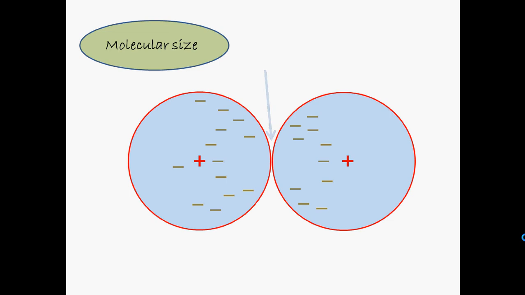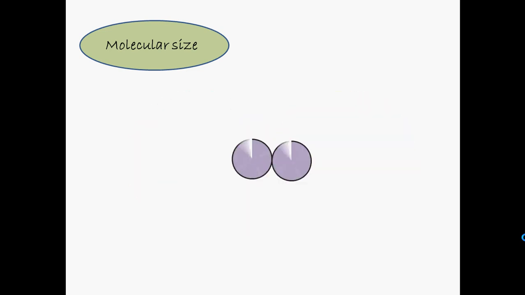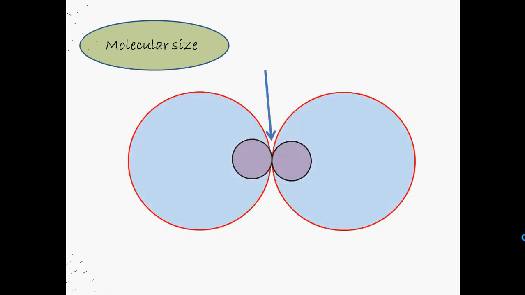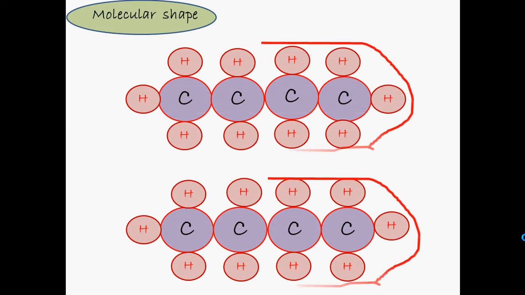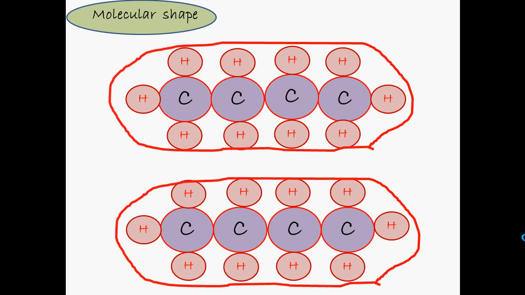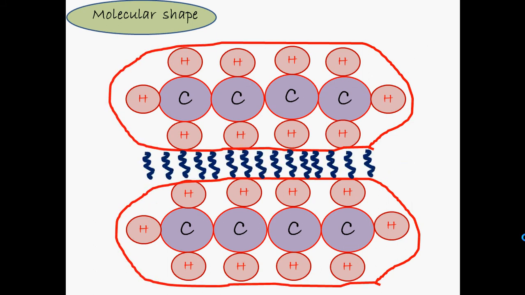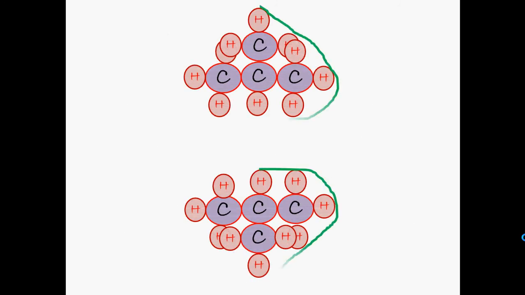Molecular shape. For example, a straight chain butane molecule will have a larger surface area of contact and will contain more electrons, so the forces are stronger, compared to 2-methyl-butane, whose structure is more spherical and compact. Due to that, the surface area of contact will be less and contribute to weaker London forces.